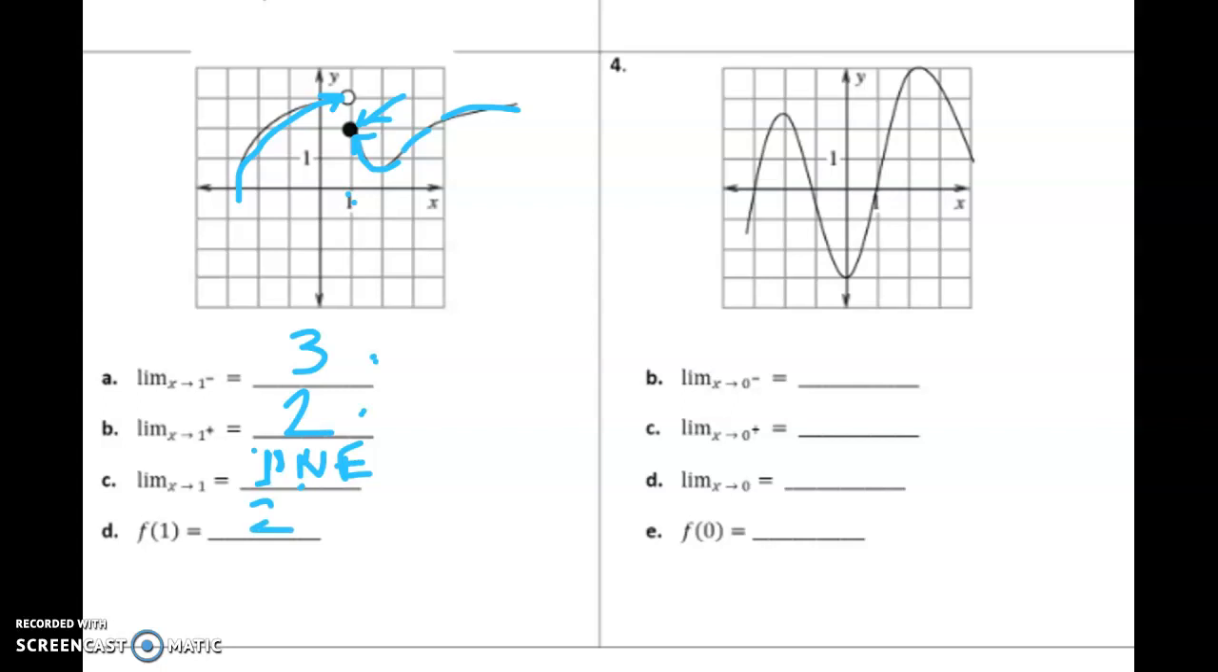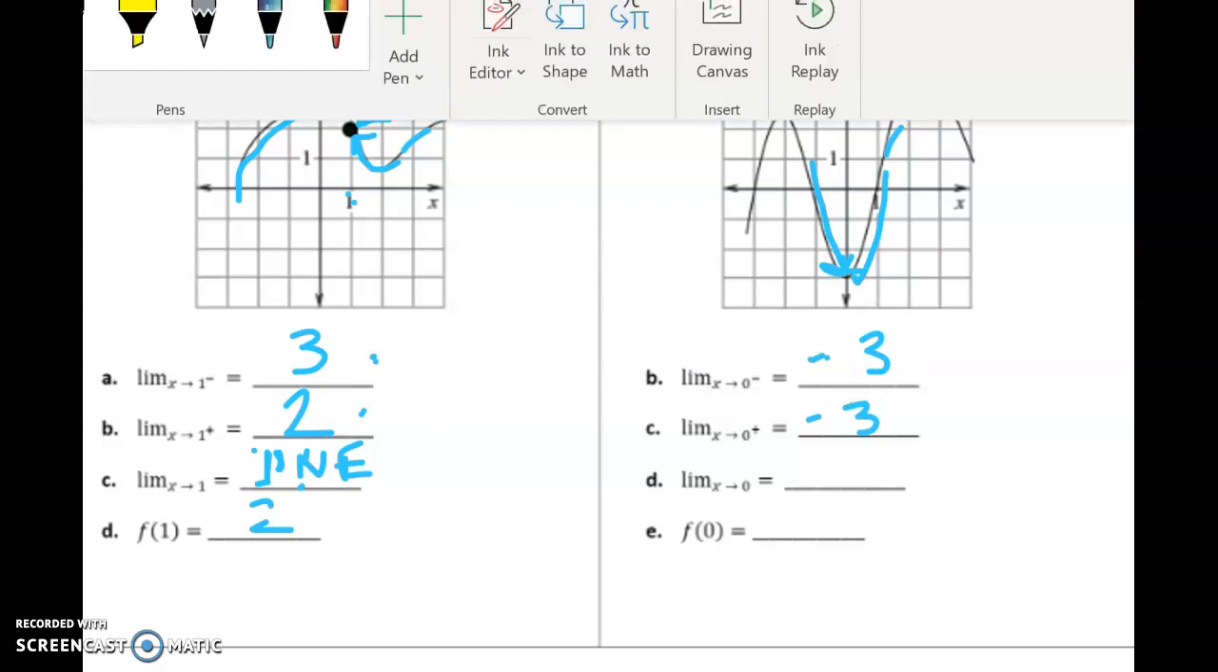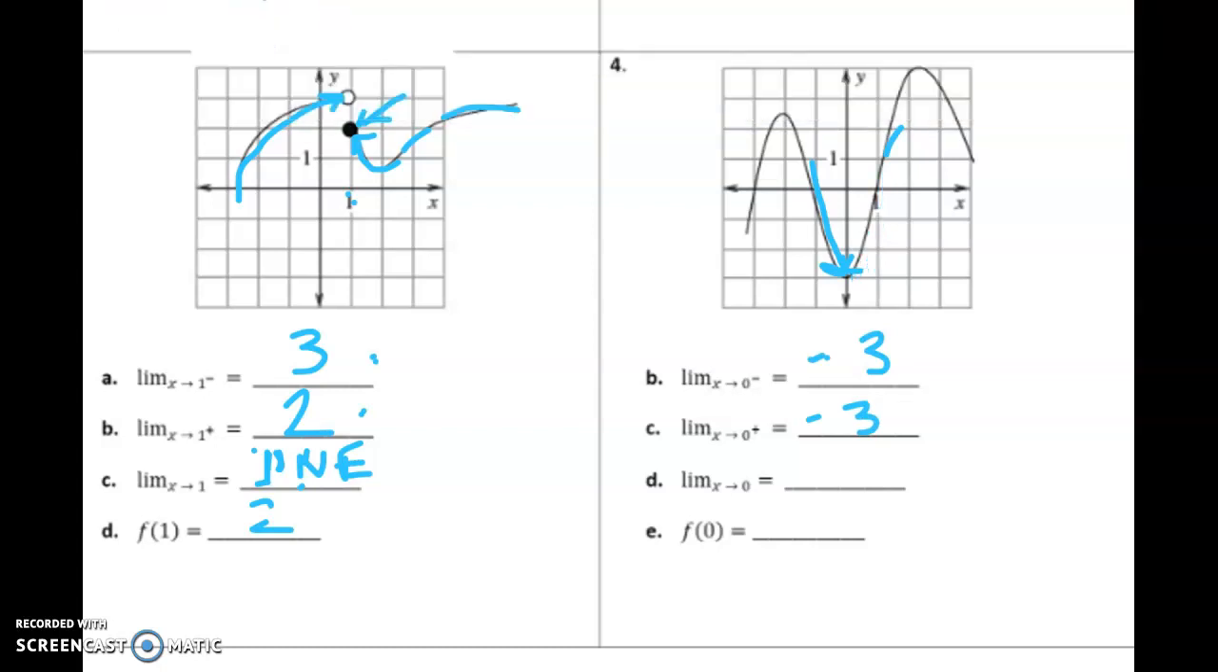It asks for what is the limit as x approaches 0 from the left. My targeting value looks like -3. As x approaches 0 from the right, my targeting value still looks like -3. Let me erase what I have here so I can actually see it a little bit better.